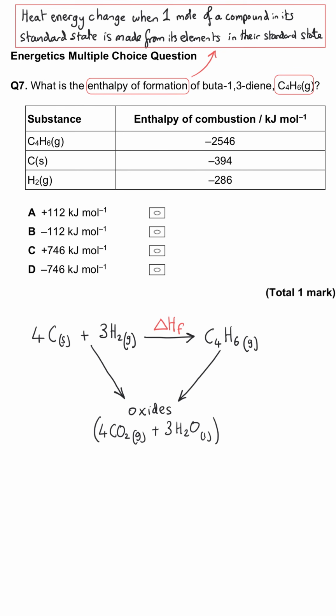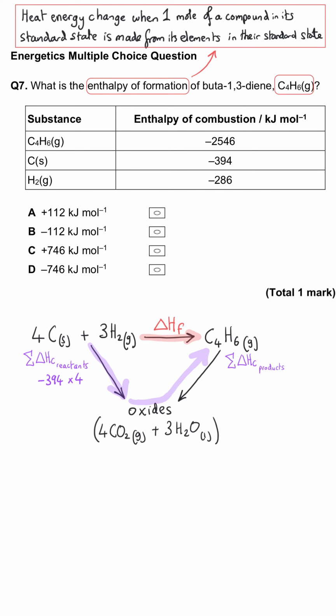And then we need to recognise that the enthalpy of formation, which is the top arrow that I'm showing in red here, is equivalent to going down the sum of the enthalpies of combustion of the reactants, and then going up the arrow from the oxides to the buta-1,3-diene. And so the enthalpy of combustion of carbon is minus 394, but we're burning not 1 mole, but 4 moles.